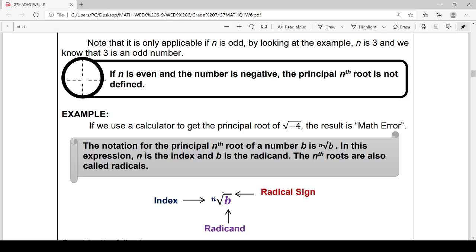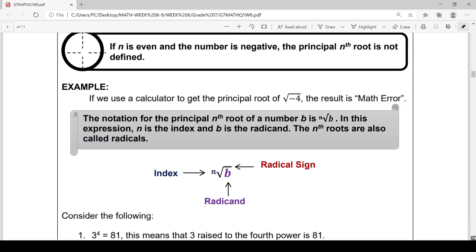We have this one. It must be somewhere here, because the index should be written in this part, small here, like n. So make a correction. You have to put this one here, like that. Then this one is called the radicand, and the symbol is called the radical sign.